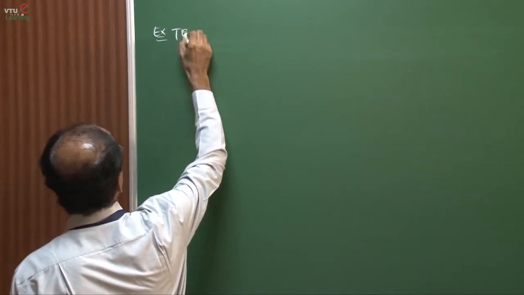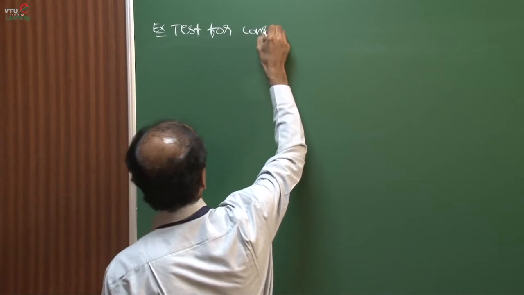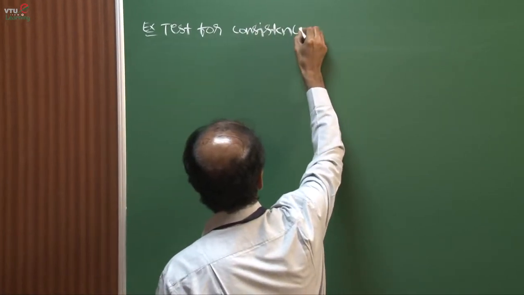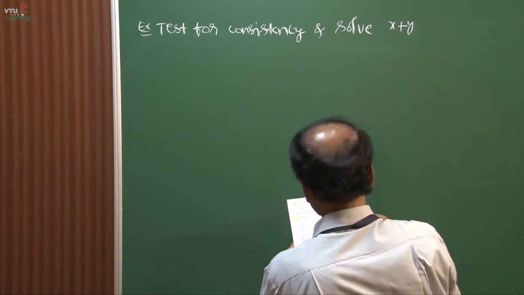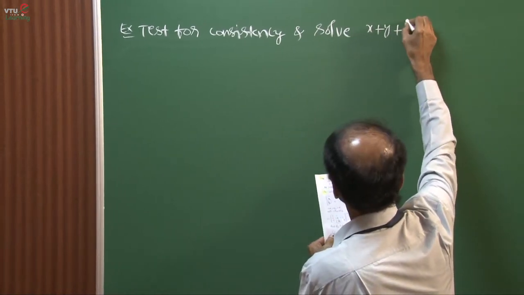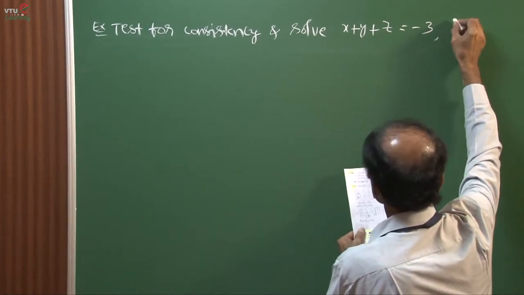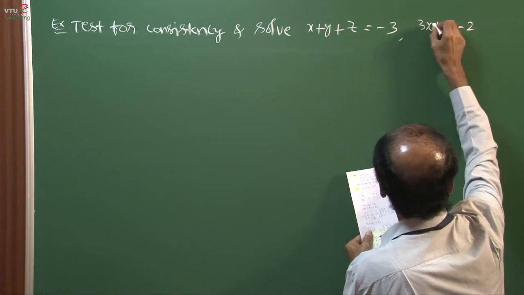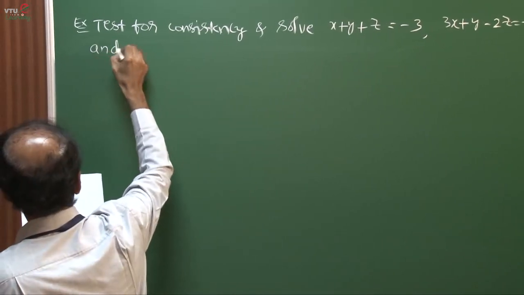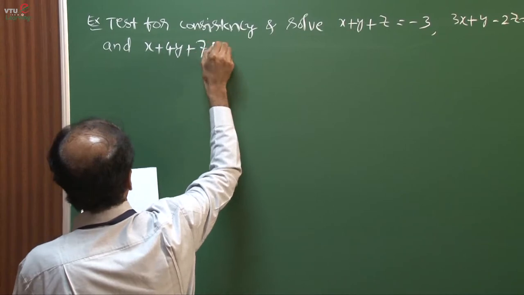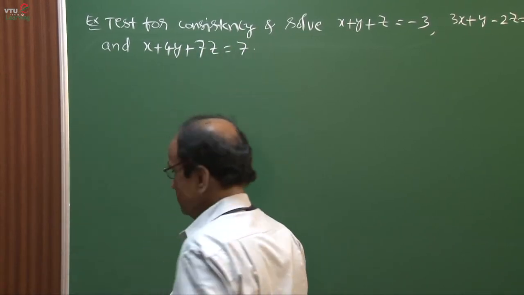Now I shall take one different example on this consistency verification. The problem is like this. Test for consistency and solve. x plus y plus z equal to minus 3, 3x plus y minus 2z is equal to minus 2, and x plus 4y plus 7z equal to 7.